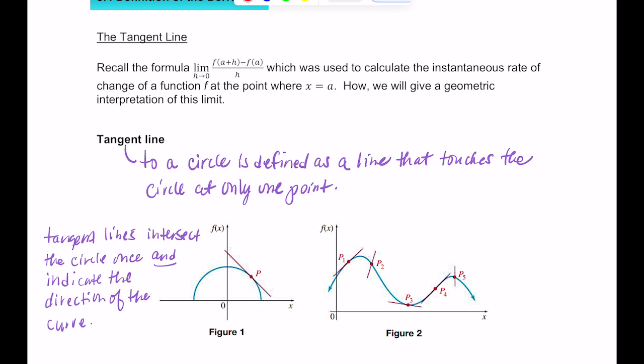If you look at figure 2, you can also see that there are some lines that are tangents, like P1 is a tangent line, and P3 is a tangent line because it passes through the curve in exactly one spot. P2 and P5, for instance, are not tangents because they are passing through the curve. Okay, so they're not touching the curve in exactly one place.